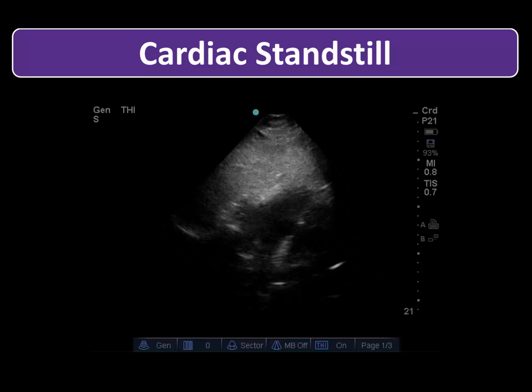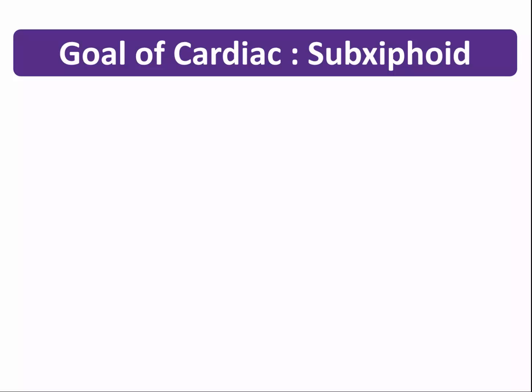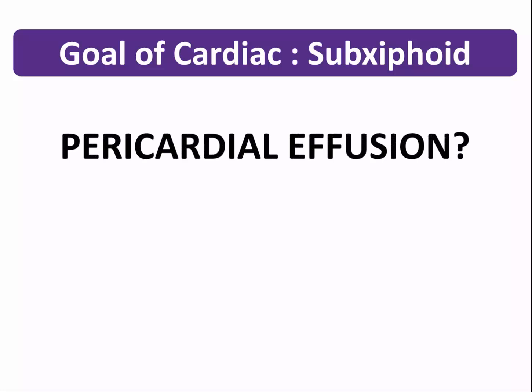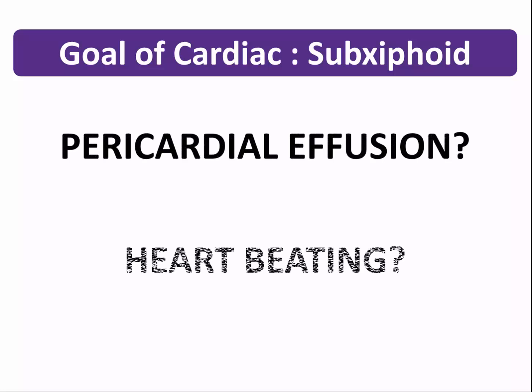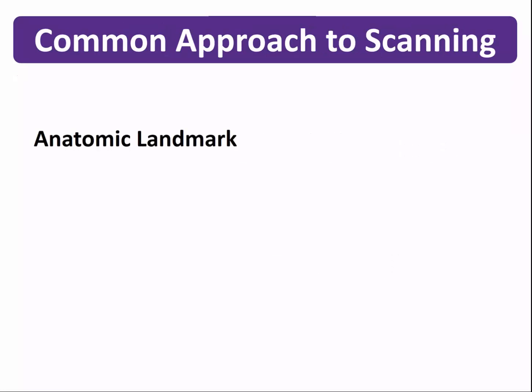Well, we've reached the end of this module. Let's recap. The goal of basic point-of-care cardiac ultrasound is to generate views of the pericardium and the heart in order to answer two fundamental questions. Is there a pericardial effusion, and is there cardiac standstill? We do this by following the basic tenets of introductory ultrasound, which are to identify the anatomic landmark, the sonographic landmark, and the area of interest.